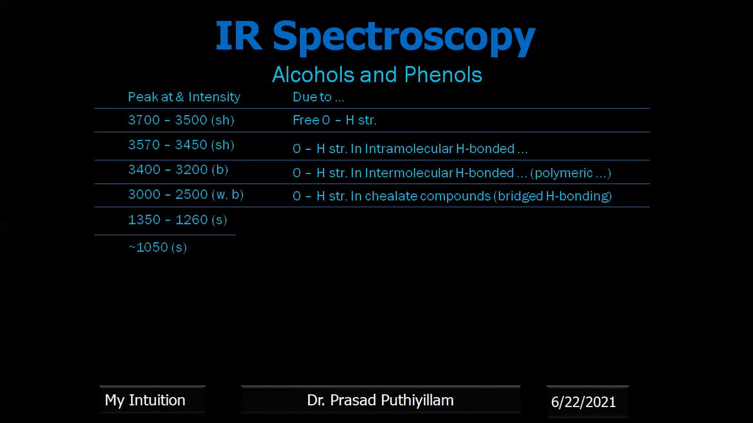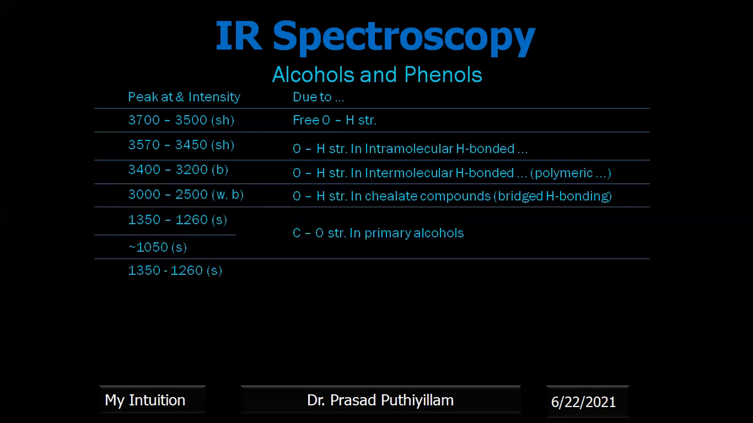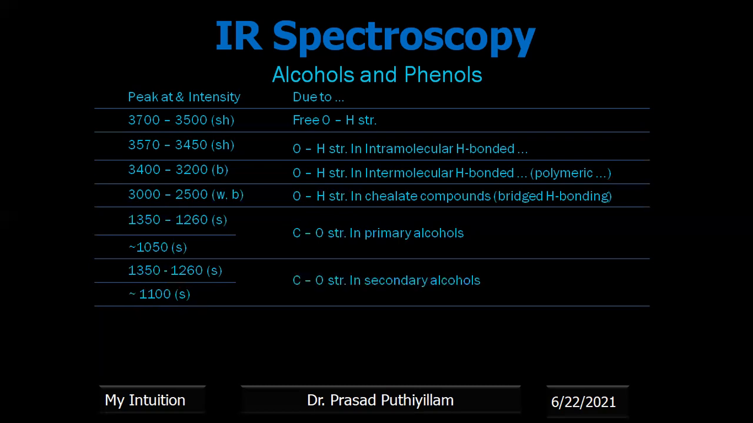1350 to 1260, as well as approximately around 1050, a strong band, that is due to CO stretching in primary alcohols. Okay, now we know primary alcohol, secondary alcohol. 1350 to 1260, if a strong band is obtained, and around 1100 if it is there, that is due to secondary alcohol. So a very small difference, 1050 to 1100. We can distinguish between primary and secondary. Somewhat difficult to analyze, but still you can compare and say whether it is primary or secondary alcohol.